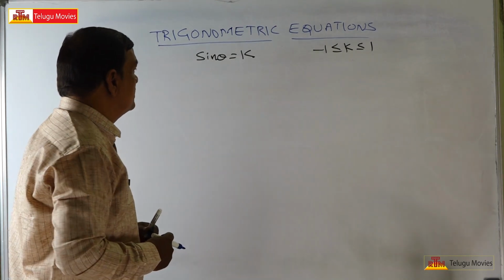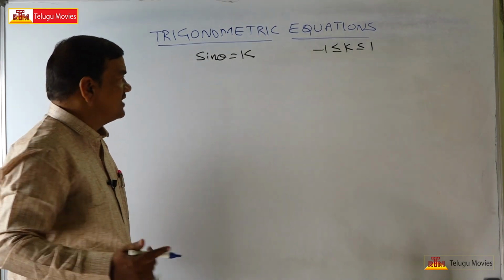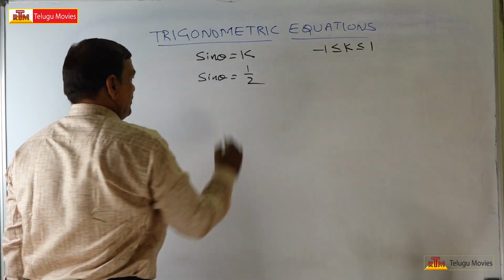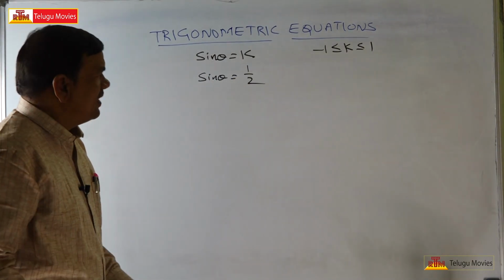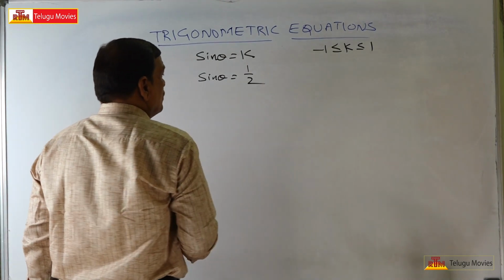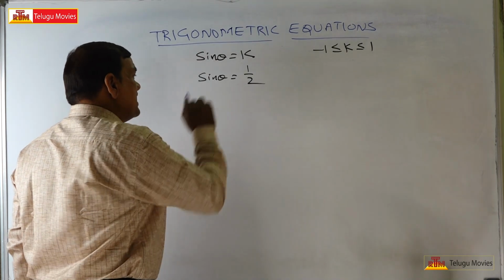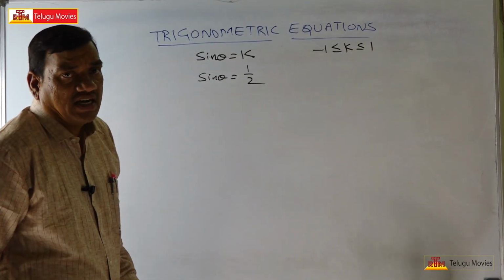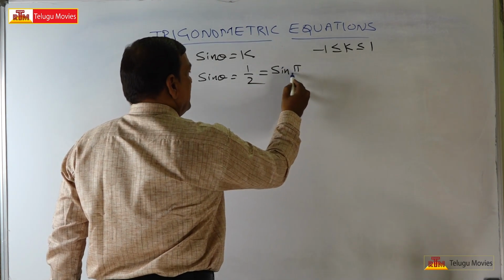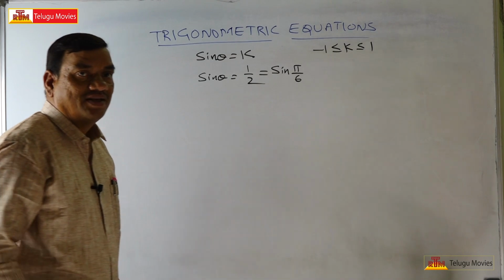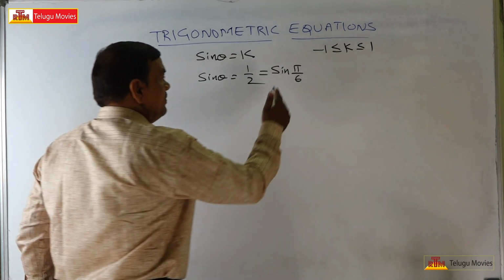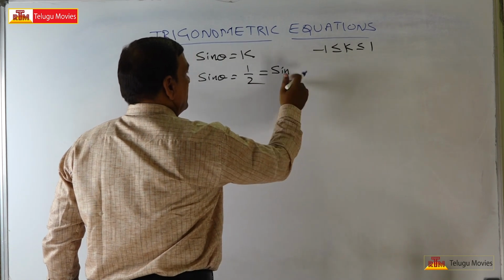Now, sin theta is equal to k. For example, I will take sin theta is equal to 1 by 2. Sin theta is equal to 1 by 2 is valid. Then for sin theta equal to 1 by 2, for which angle will this 1 by 2 come? For reference, 30 degrees. So we call it sin 30 degrees. In general, let it be alpha.